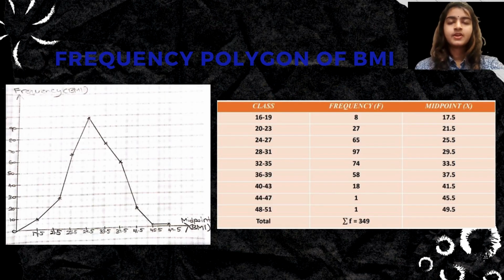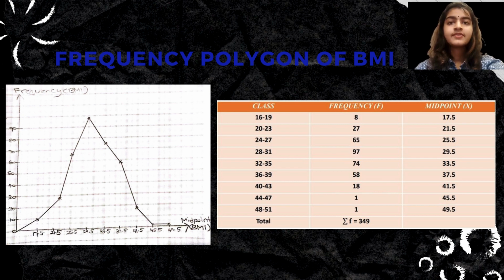The second graph is the frequency polygon of BMI. Based on the frequency polygon above, the midpoint of class 28 to 31 is 29.5 and has the highest frequency of 97. Furthermore, the second highest frequency is 74, with the midpoint 33.5 of class 32 to 35.